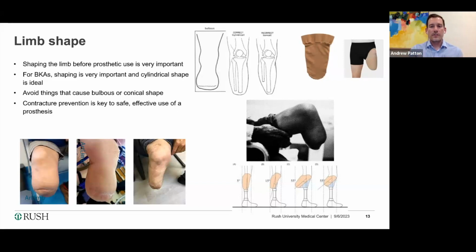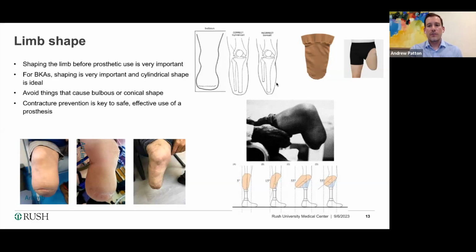So this little diagram up here shows the three main types of shape that you get with a BK. That includes bulbous, which tends to be right after, because you've got a lot of swelling right down here when the incision line is healing. But what you want to eventually get to is a cylindrical shape.